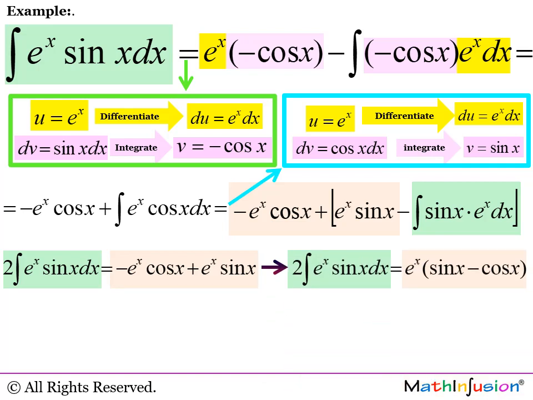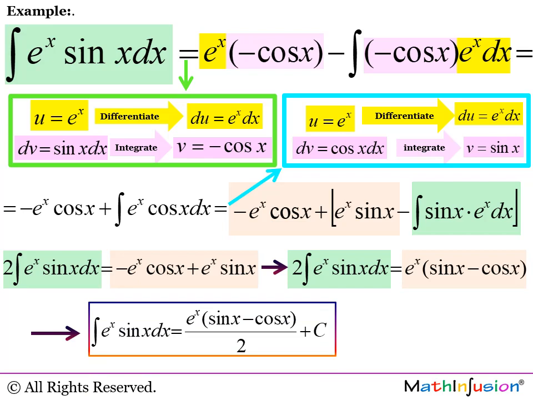Simplify a little bit, distribute e to the x. And now I can divide everything by 2. And I get my integral of e to the x sine x dx is e to the x times sine x minus cosine x over 2 plus c. At some point after you're done, you add the plus c, but not before, no need.